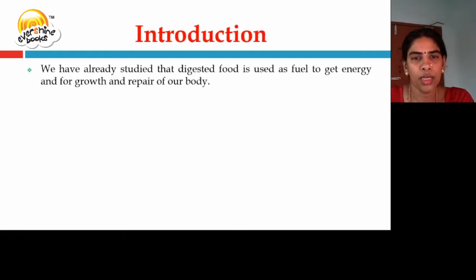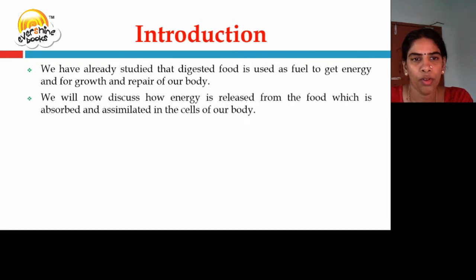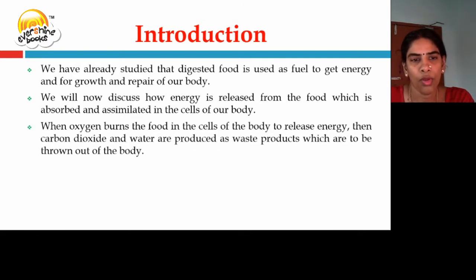We have already studied that digested food is used as a fuel to get energy for growth and repair of our body. Let us now discuss how this energy is obtained from the food, which is absorbed and assimilated in the cells. When oxygen burns the food in the cells, it releases energy. Then carbon dioxide and water are produced as waste products, which are thrown out of the body.